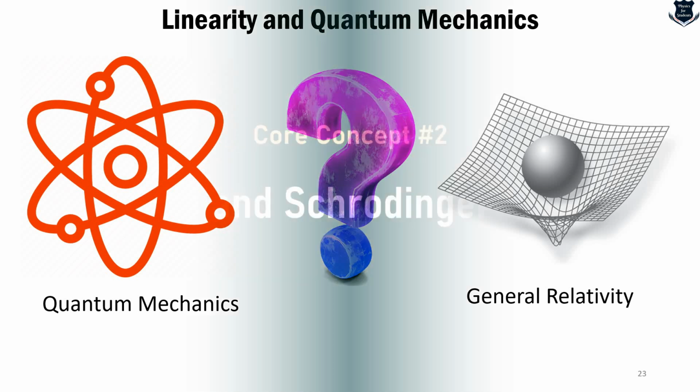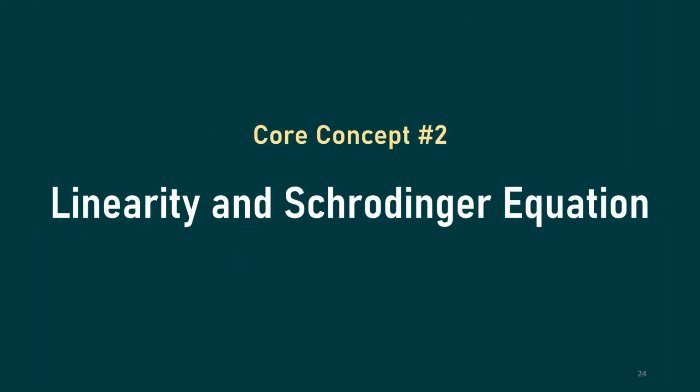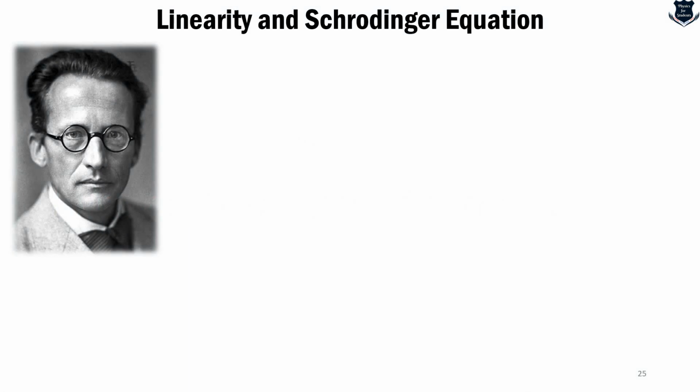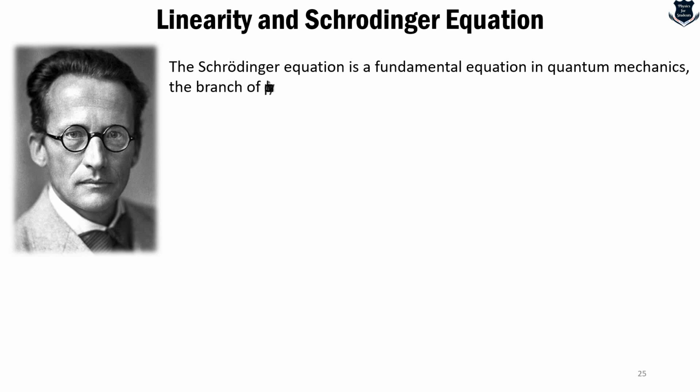Coming to the next core concept, that is linearity and the Schrodinger equation, because this is the core equation which guides and which is the pivotal force of quantum physics. Let us look at how linearity, linear algebra and the Schrodinger equation are related. So the Schrodinger equation, as you know, is a very fundamental equation.